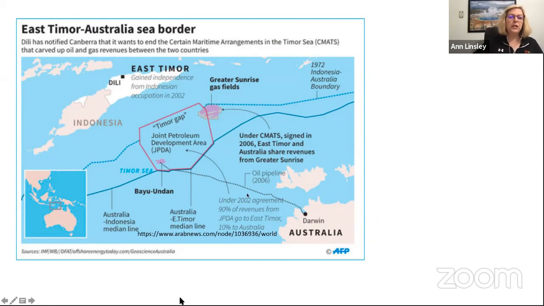So in this particular one, off the coast of Australia and East Timor, there are oil fields. And East Timor, through negotiations, has managed to have 90% of the control of that oil field, and Australia has 10%. And the oil field sits on the midline. This is the problem when you have close overlapping maritime boundaries: who controls those natural resources.